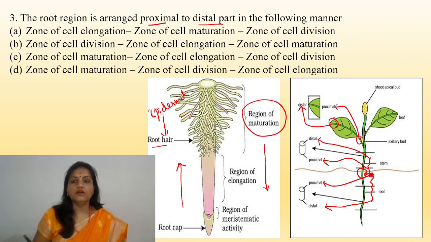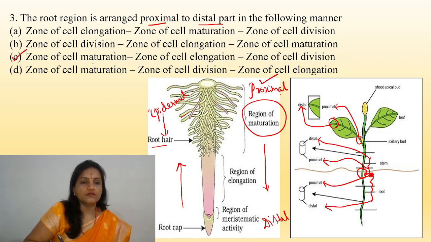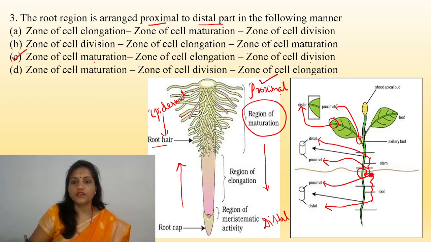Now in this given question, this is the proximal end and this is the distal end. The question asks us to read from proximal to distal, so from this end to this end. It is zone of maturation, zone of elongation, and then zone of cell division. So this option is the correct one: maturation, cell elongation and cell division.